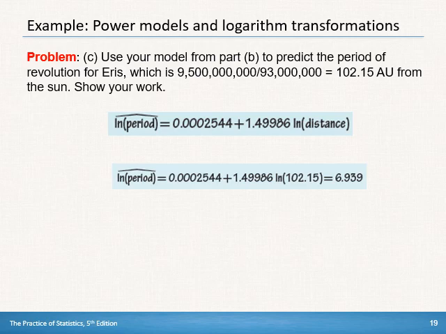And so if you remember back in Algebra 2, we have to sort of undo that, right? So we find the inverse function of taking the natural log of something, which is raising e to that same power. So the period will be equal to e raised to that number, 6.939, or about 1,032 years it will take for this planet to circle the sun.